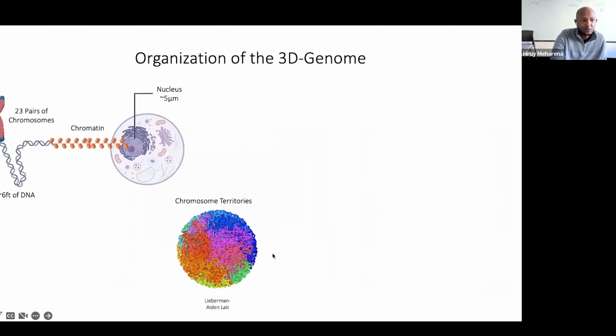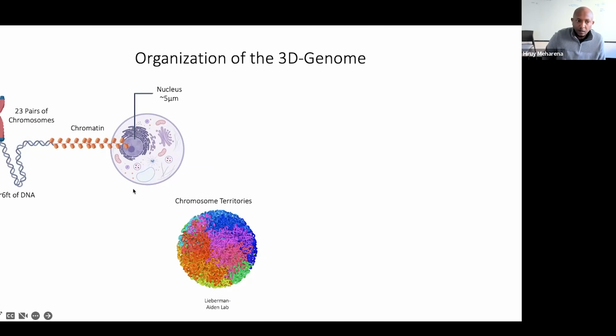So just to give you a brief introduction of how the genome is organized inside the cell. We have 23 pairs of chromosomes, and this is about 6 feet of DNA. This 6 feet of DNA is wrapped around histones, allowing it to condense. And this 6 feet of chromatin, which is this DNA histone complex, needs to fit into this very tiny structure called the nucleus.